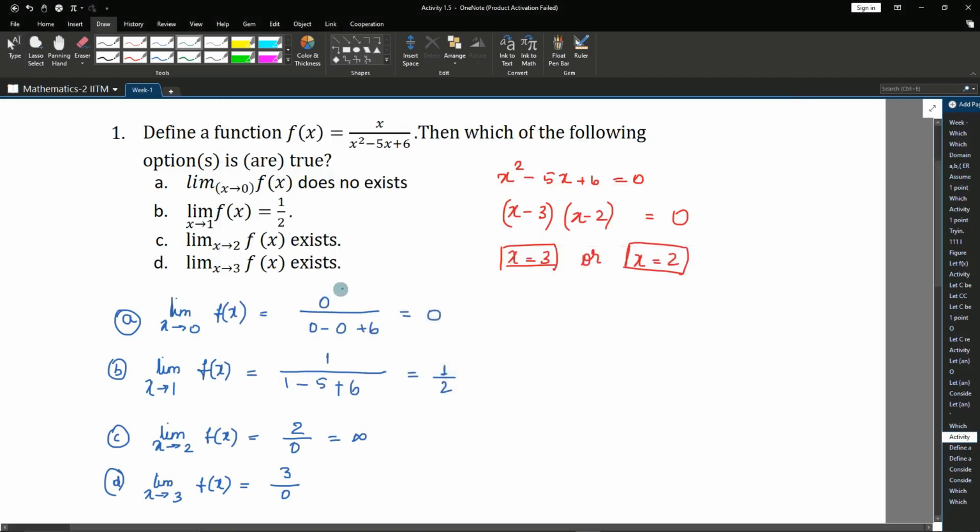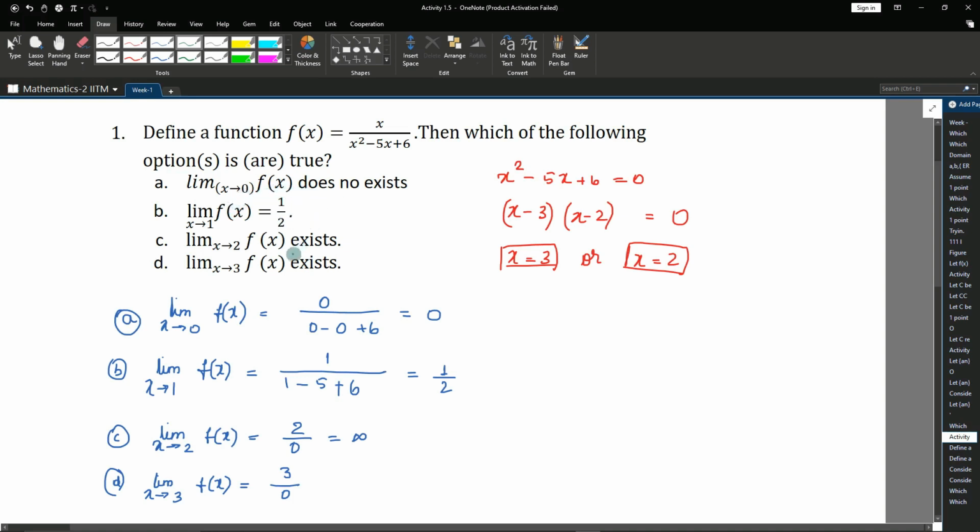So we have activity 1.5. The first question here is: define the function f(x) = x divided by x square minus 5x plus 6. Which of the following options is or are true? Okay, so the first option tells us limit x tends to 0, f of x does not exist.